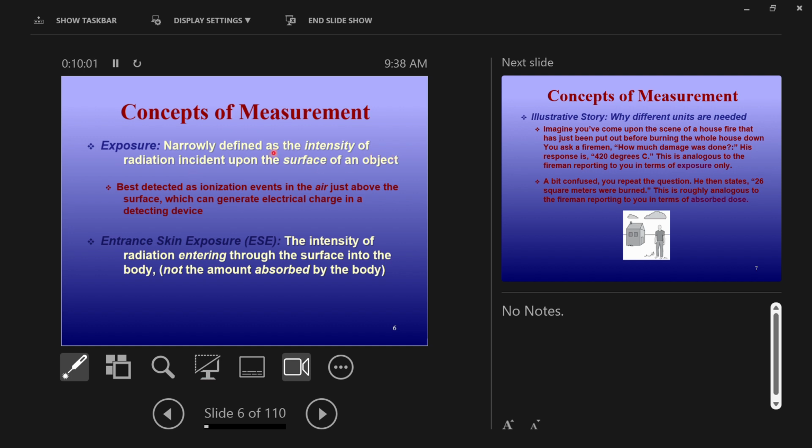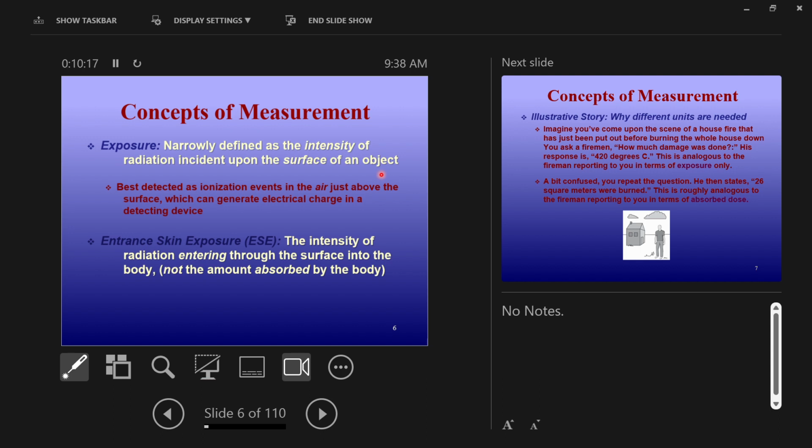The surface means for the skin, it's just the level of the skin, right? And the object is a person usually, okay? The object could also be a volume of air in the room, okay? It's the amount of radiation hitting a thing.